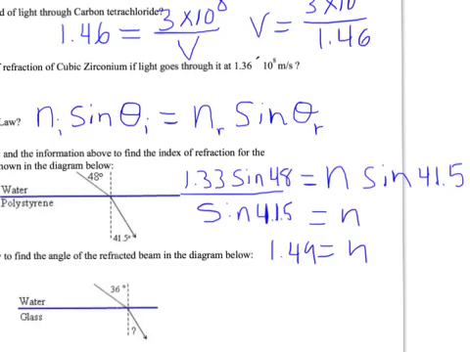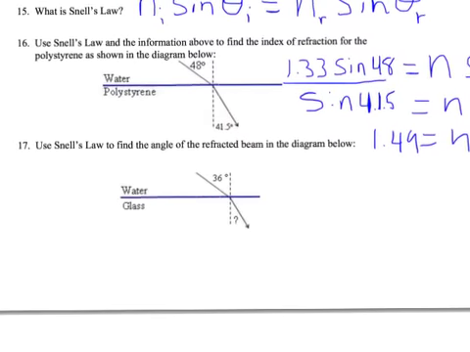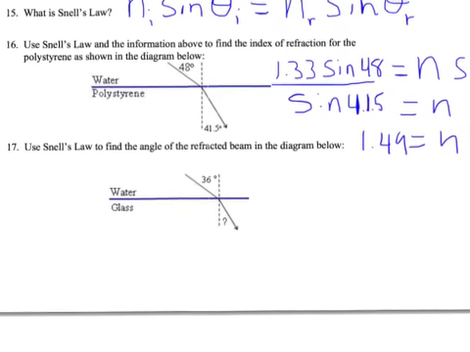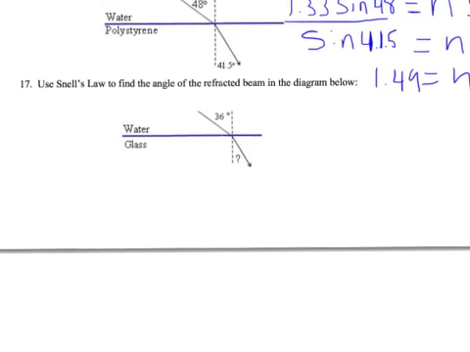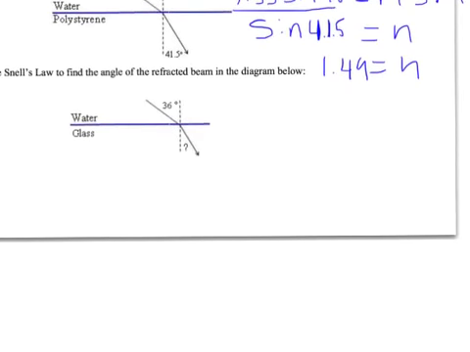Now let's try the next one. Next one's a little bit trickier. Now I'm going to use Snell's law, but this time I'm trying to find the angle. Since I'm trying to find the angle, I have to be a little bit tricky here. So let's move this up and give ourselves a little more room to work with. Okay, so we're going to use Snell's law, and remember that the index of refraction of water is 1.33. So we're going to say 1.33 times the sine of 36 degrees.